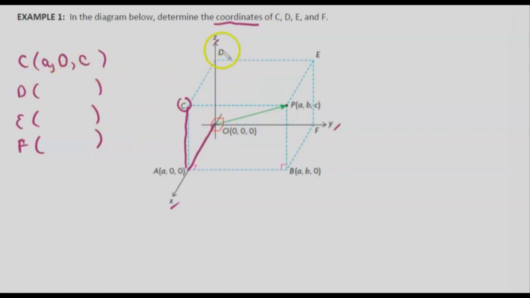Okay, now let's find the coordinate for D. So start at the origin, and we're just going up in the, or sorry, I said X, I mean Z direction, and there's no other movement. I don't want to put an arrow because then it looks like a vector. Okay, so this is going to be 0, 0, C.